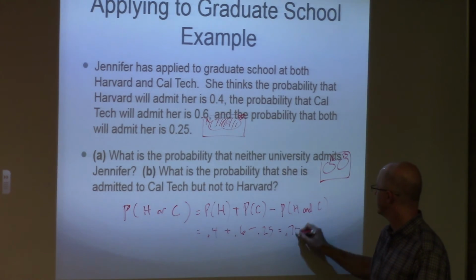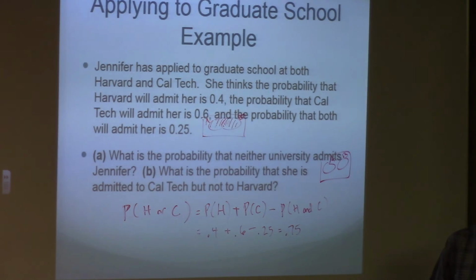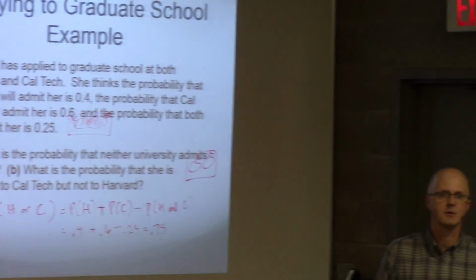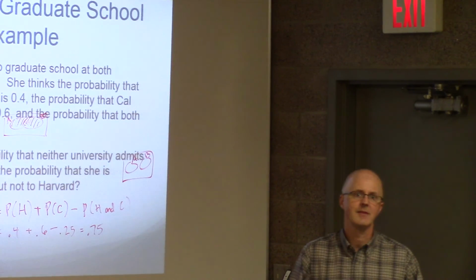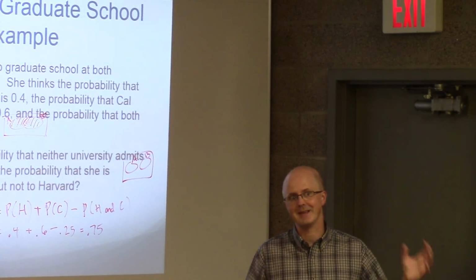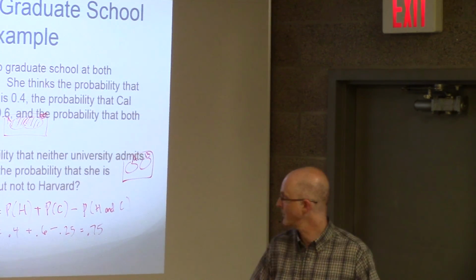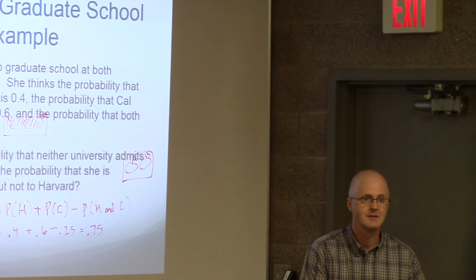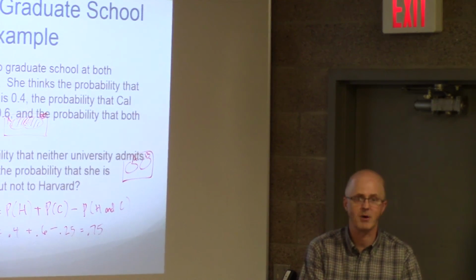This calculation, 0.75, represented the area of both circles put together when you include the overlap. The area outside of it, the probability outside of it, was 0.25. That was the answer to part B. Excuse me, part A. 0.25 was the answer to part A.